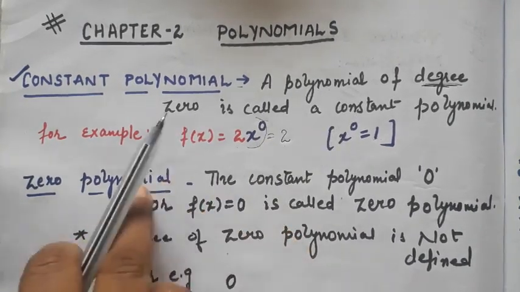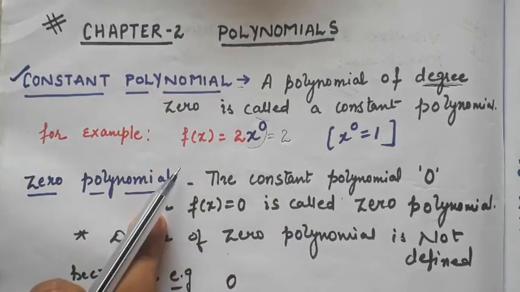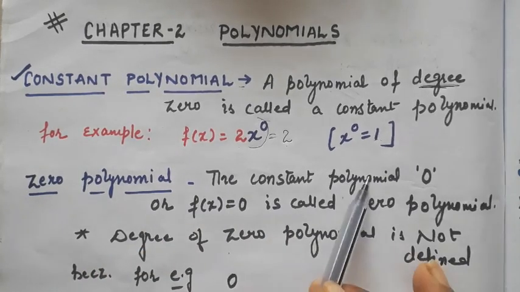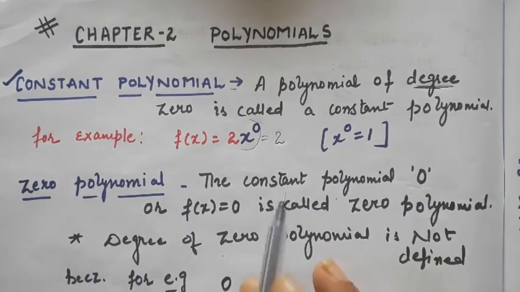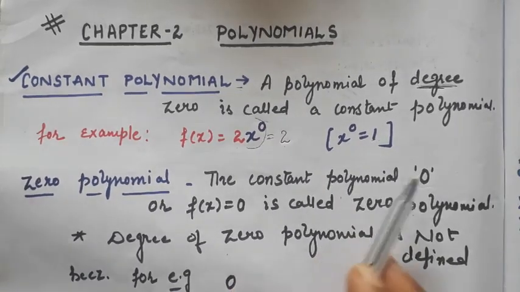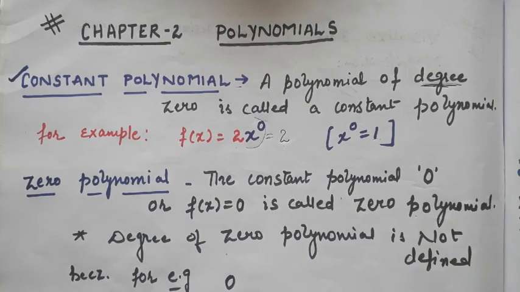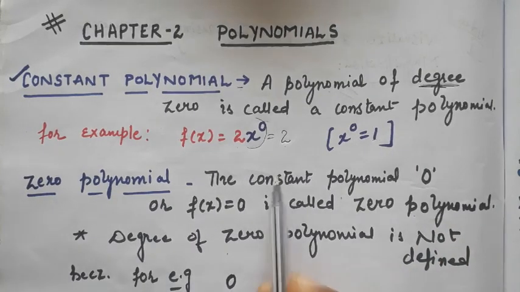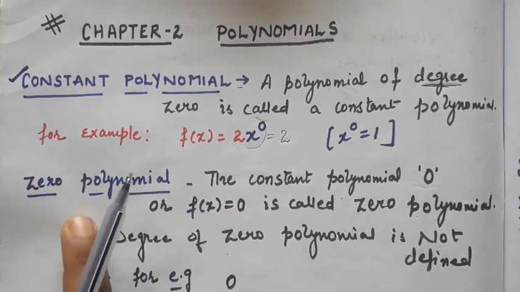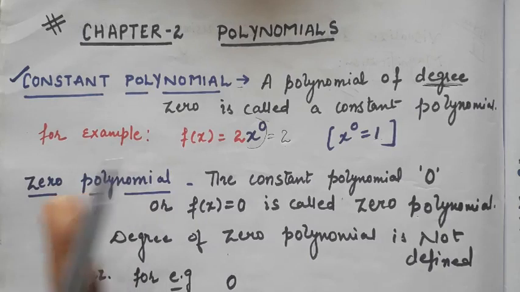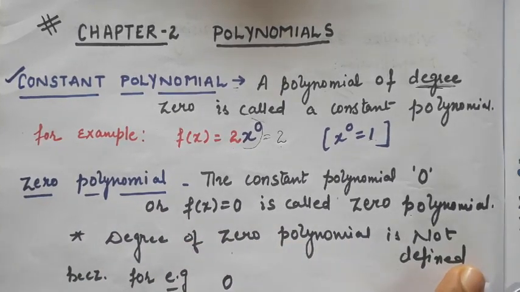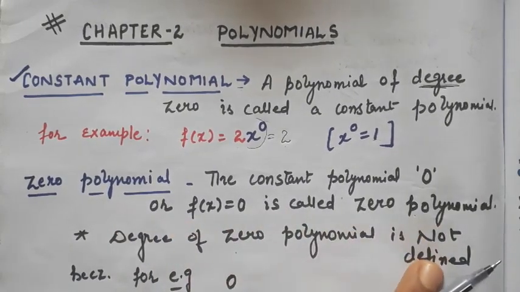Next is the zero polynomial. After the explanation of the zero polynomial, I will again compare both the things. The constant polynomial 0 is called the zero polynomial, because 0 is itself a constant polynomial. But one thing: the degree of the zero polynomial is not defined.